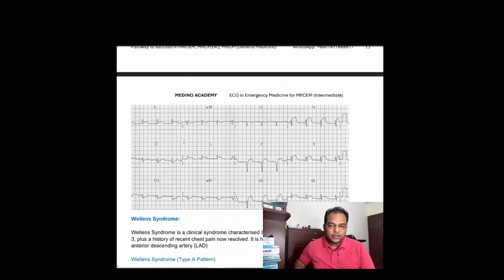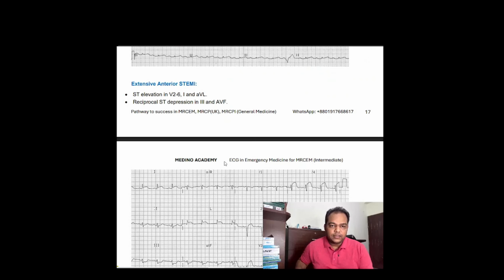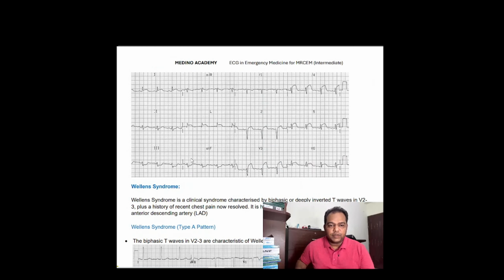Now the extensive anterior STEMI, there is ST elevation in anterior leads. That means V2, V3, V4, and V5 with ST elevation in lead 1 and lead aVL. So this is extensive anterior STEMI.